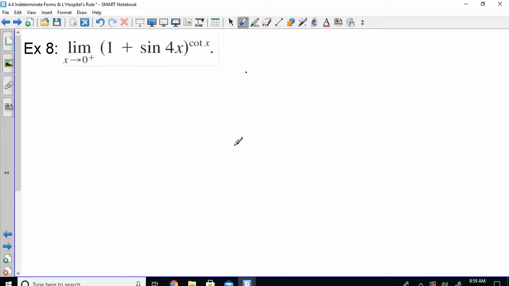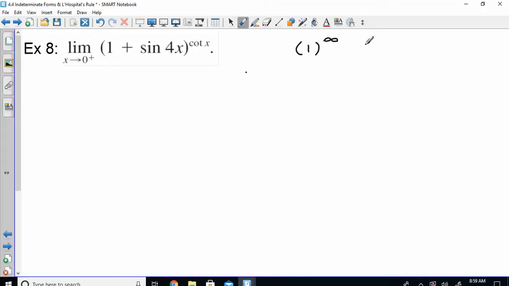Okay, so the limit as x approaches 0 from the right of 1 plus sine of 4x to the cotangent x power. If I plug in a 0, sine of 0 is 0, 1 plus 0 is 1, cotangent is undefined at 0, so we have an asymptote, so it's approaching infinity. So this is a 1 to the infinity power. That is an indeterminate form.